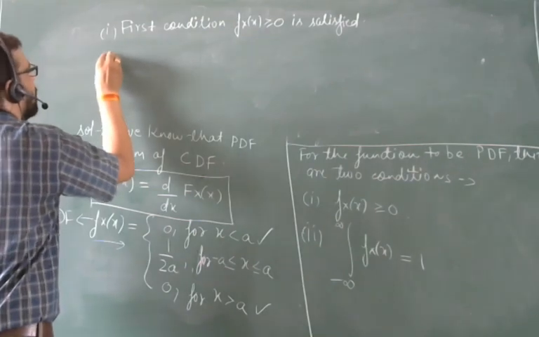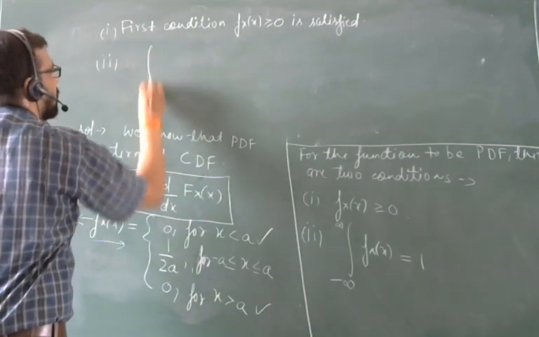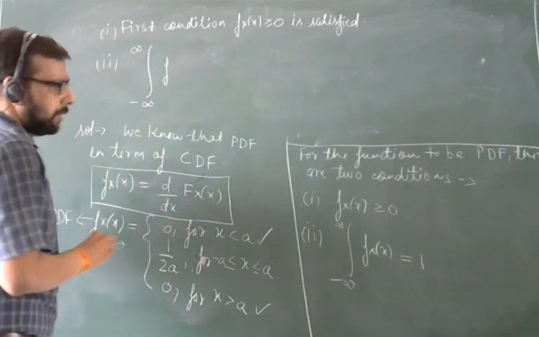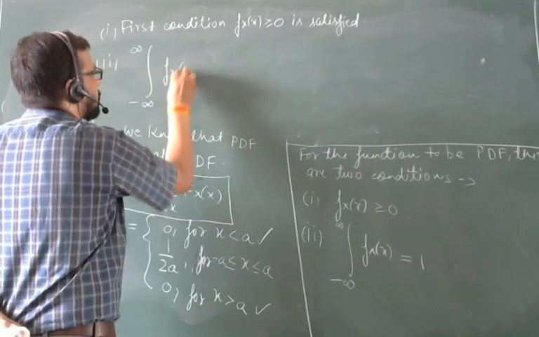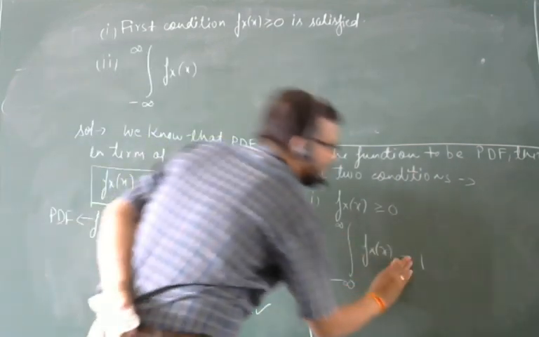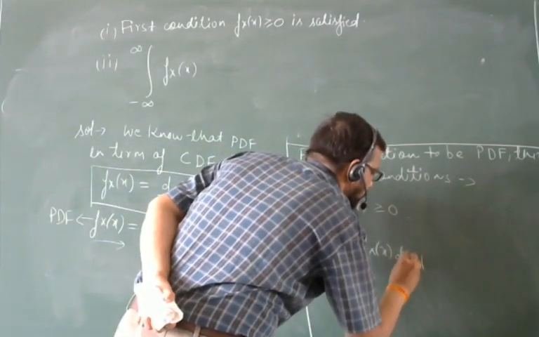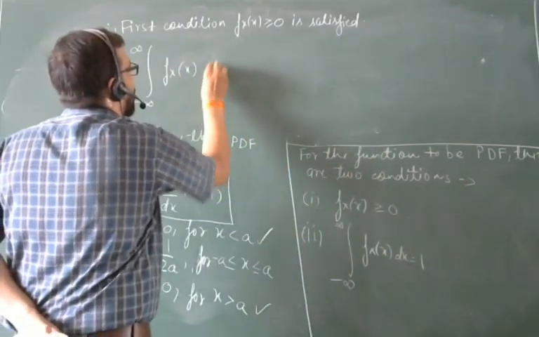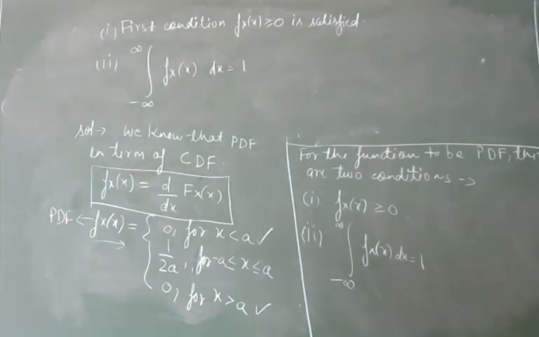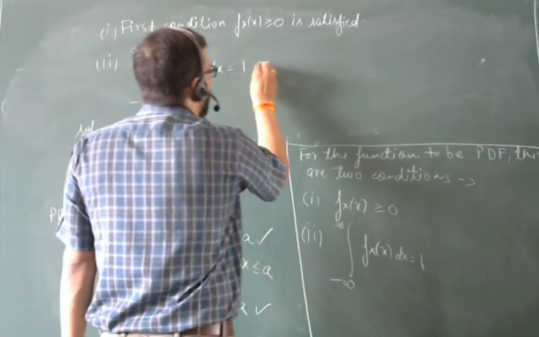Now for the second condition, minus infinity to infinity of f, we have to calculate this one. Here dx is also there, and the integral is equal to 1.